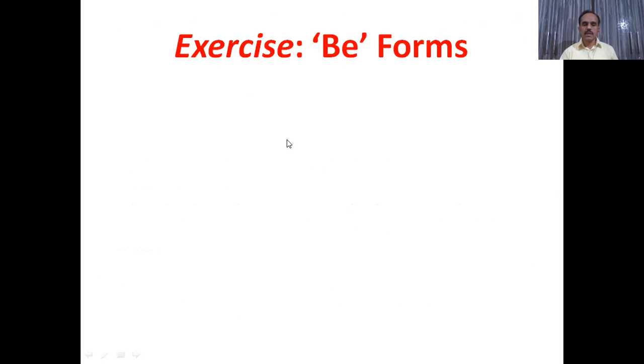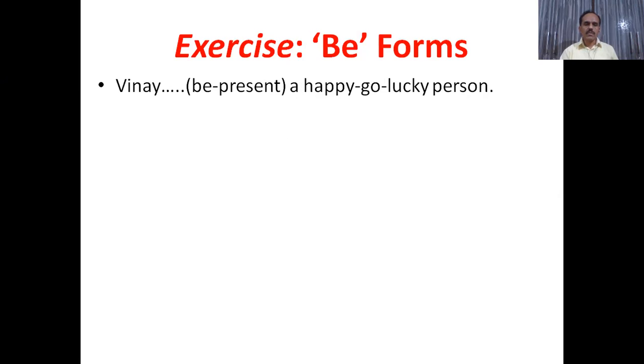Fine. We have this exercise on be forms. When it says be present, that means we have to use the present be form. A happy go lucky person. Yes, be form, present. Okay, think about the present be forms. We have done it in the previous class. In the previous class we have done be forms, do forms as well as have forms, and of course the simple present tense and simple past tense. Right, be present, check your answer.